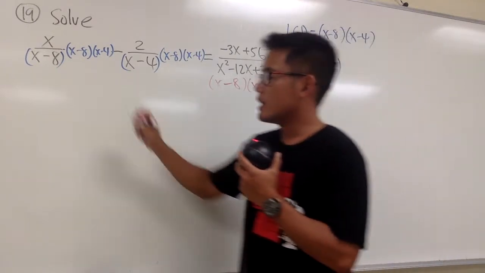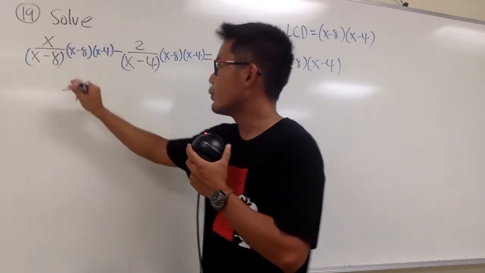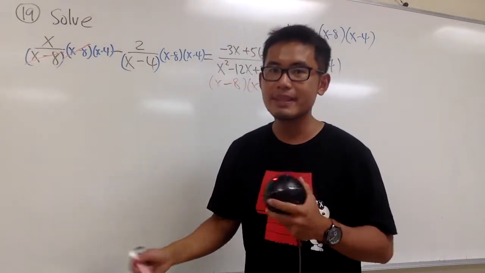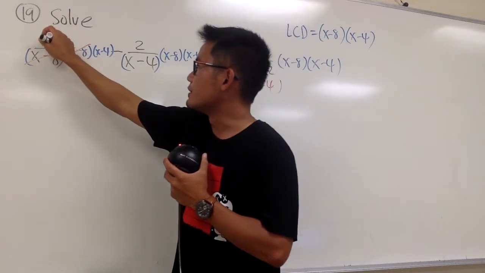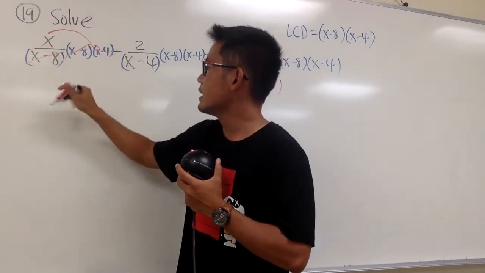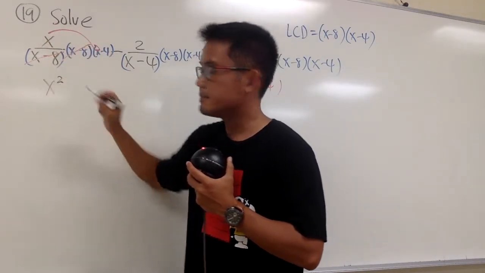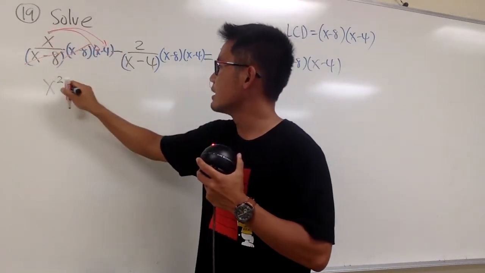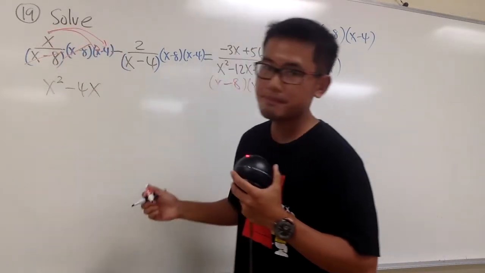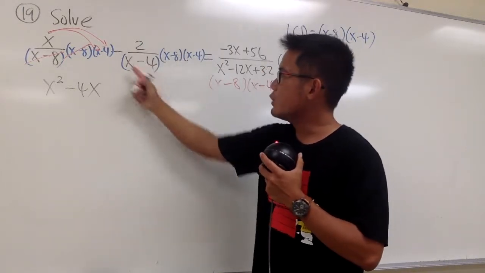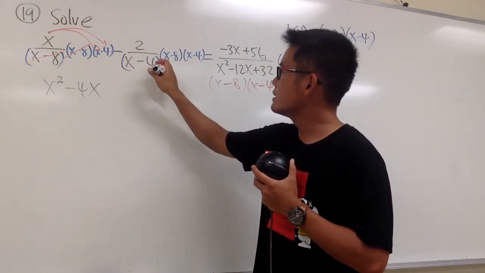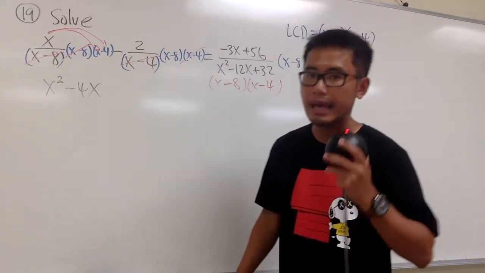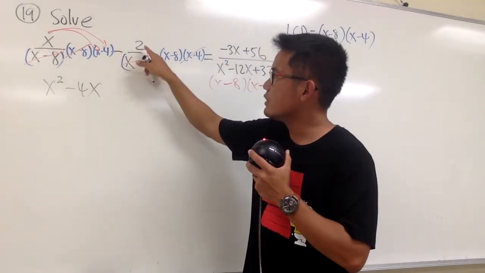Now, for the first fraction, we will have the x minus 8, they cancel each other out. And we see that we will have to take the x times this x. That will give us x squared. And then continue, x times negative 4, that's minus 4x, okay? And for the second one here, we have to cancel out the x minus 4 and x minus 4. And here we have a negative 2.